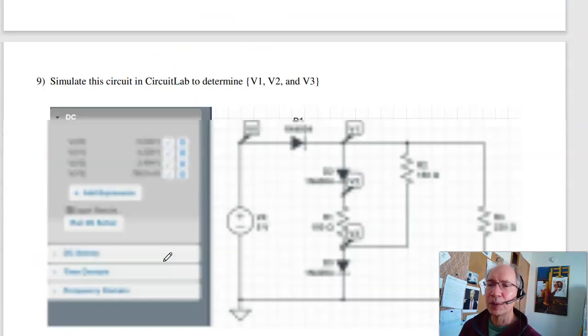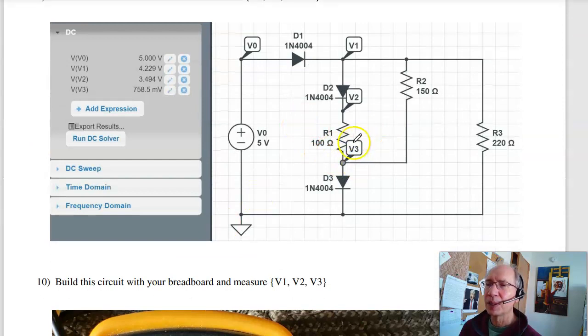Second approach is throw it in Circuit Lab. Build the circuit in Circuit Lab, tell it what is the voltage, V1, V2, V3. I get those 3 numbers.